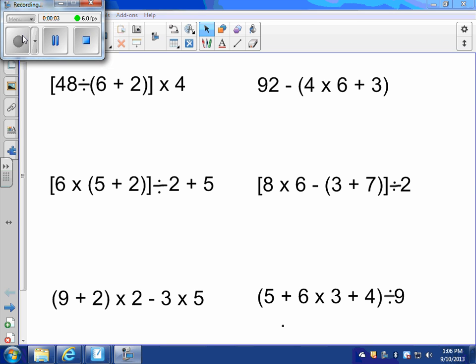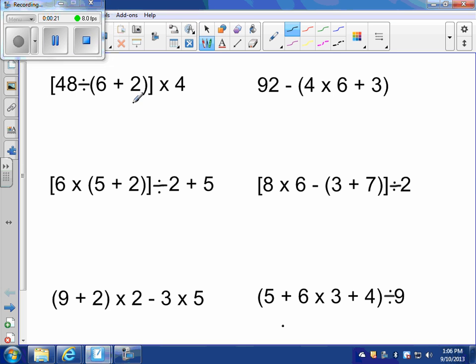Today we're going to do some order of operations practice questions. So we're going to start with this problem right here. And this problem has parentheses and brackets. And it doesn't matter if you call them brackets or braces, they all mean the same thing.